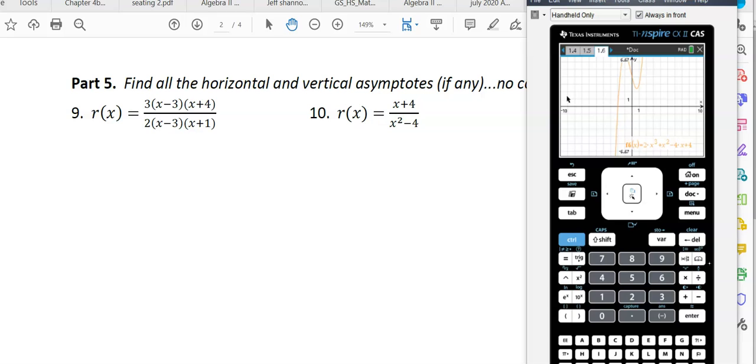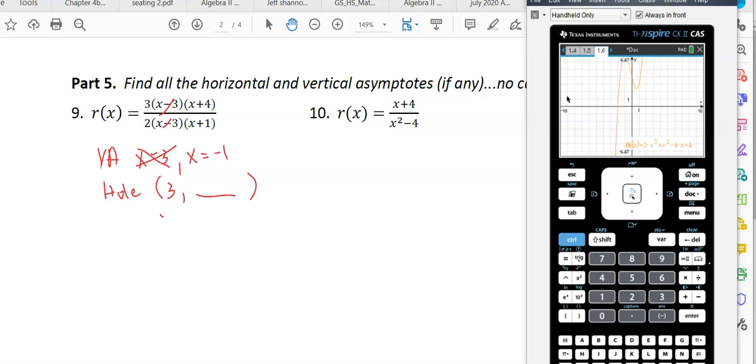Horizontal and vertical asymptotes. Okay, so vertical asymptotes at x equals 3 and x equals -1. Wait, there's going to be a hole. That was sneaky. Almost didn't see that. It's going to be a hole at 3 comma something. We're going to have to plug that in. So to get that, after we cancel, we're going to plug in 3 there.